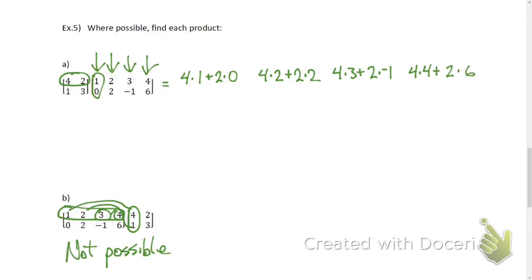Now we're done with the 4 and the 2, and we're going to go 1 and 3 times each column. So we have 1 times 1 plus 3 times 0, 1 times 2 plus 3 times 2, 1 times 3 plus 3 times negative 1, 1 times 4 plus 3 times 6. Do a little multiplying and adding, and you're done.